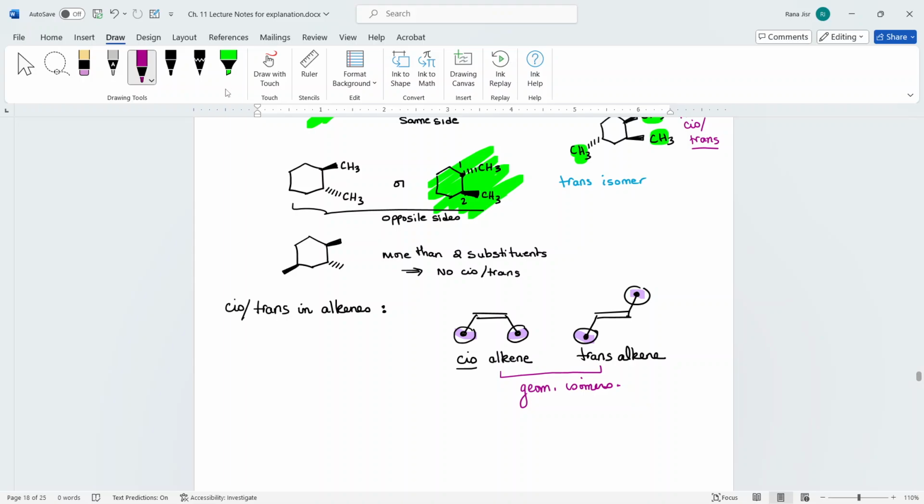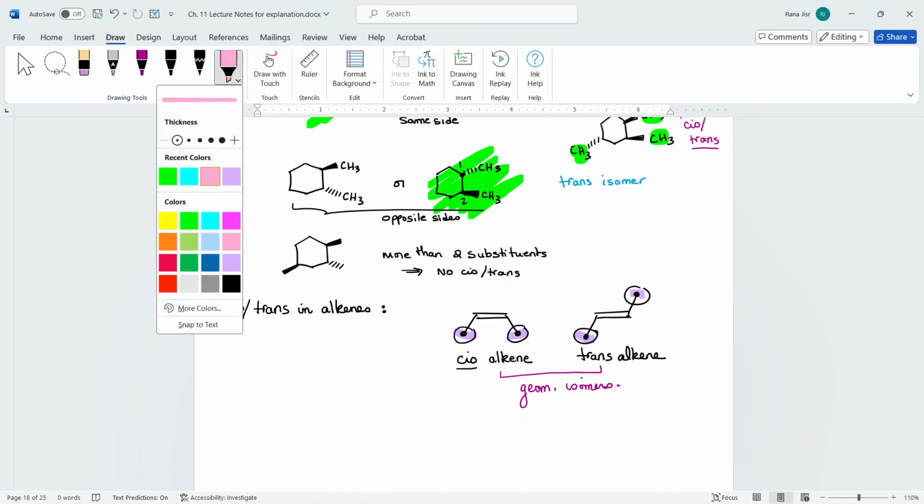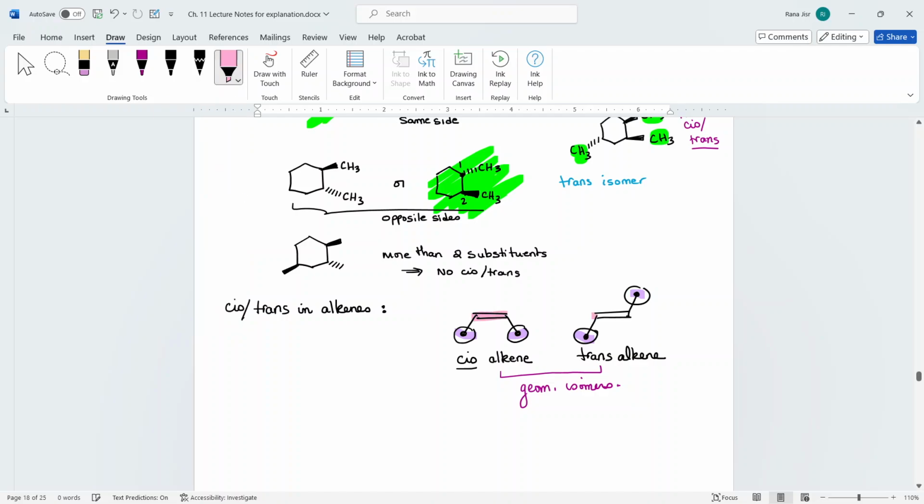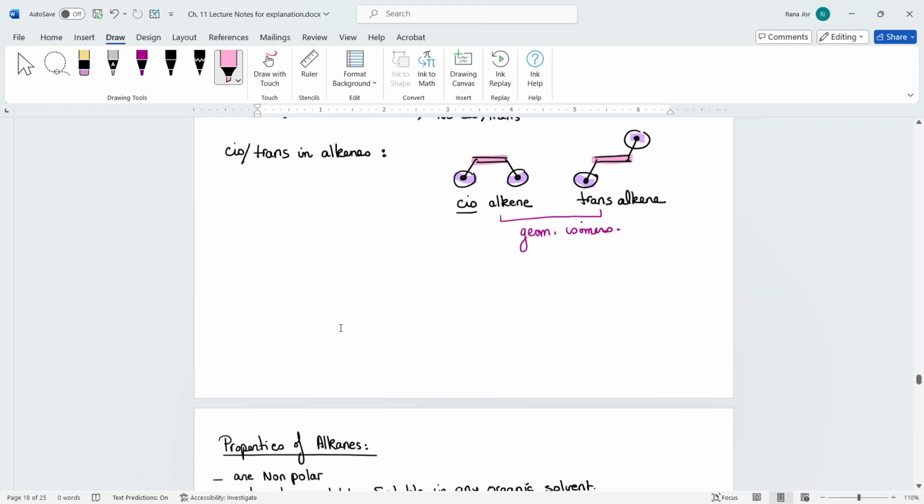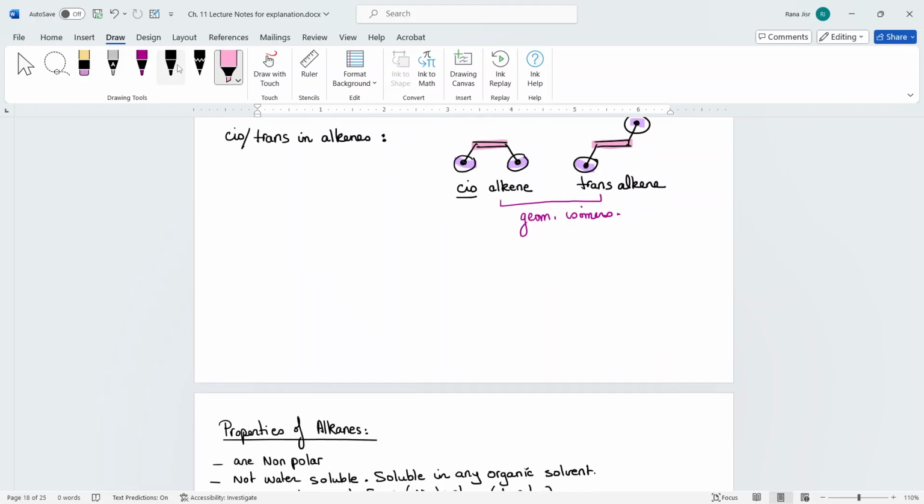So what you do is you highlight your double bond and look at the groups that are on the double bond. If the groups are on the same side, these here are two CH3s, this is cis. If they are on opposite sides, then this is considered to be trans. Another term that we want to define is the conformation.